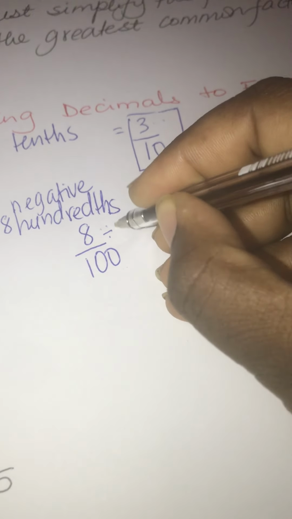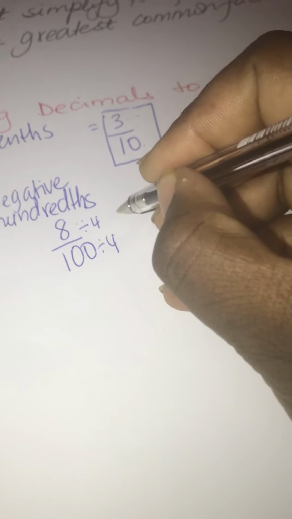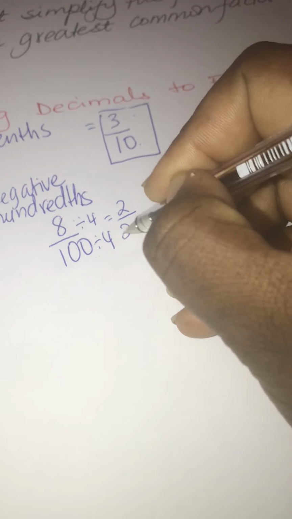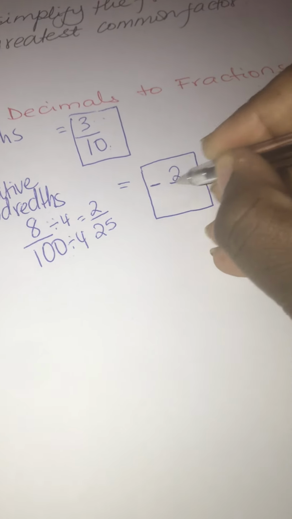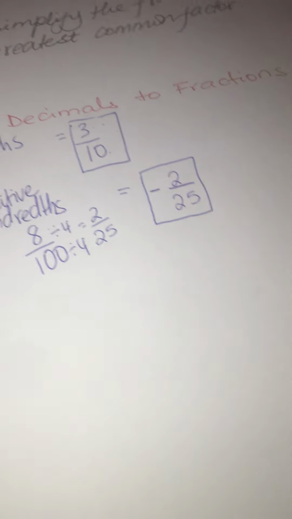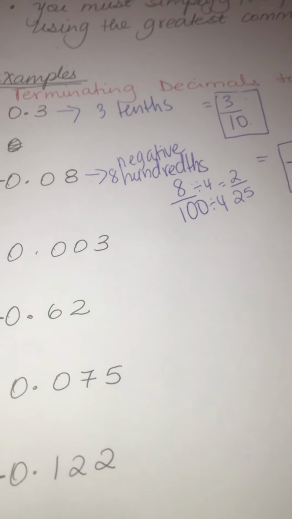4. I divide by 4. And I will get 2/25. So my answer is negative 2/25. Why negative? Because the question is negative.